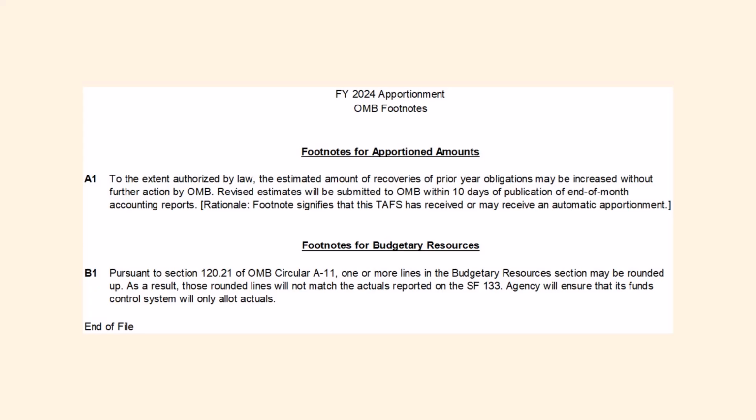Footnote B1 references OMB Circular A-11, Section 120.21. One or more lines in the Budgetary Resources section may be rounded up. As a result, those rounded lines do not match the actuals reported to the SF-133. Agencies will ensure that its funds control system will not allot actual amounts in excess of these amounts available. This technical footnote addresses a common issue. When OMB rounds numbers for simplicity, agencies must ensure their internal systems only allot the actual amounts that are available, not the rounded apportionment figures.